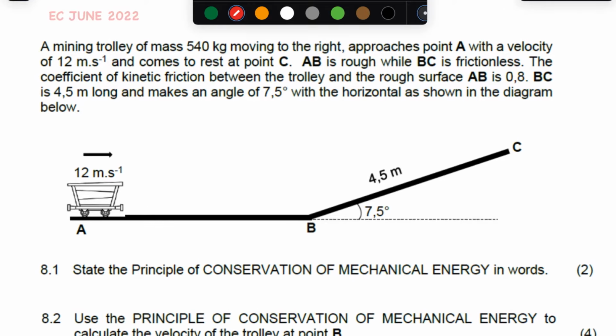Good day, folks. This is the work, energy and power question. This is the Eastern Cape June 2022 paper. Now let's cut to the chase, guys.